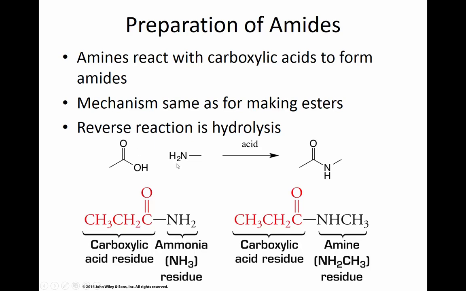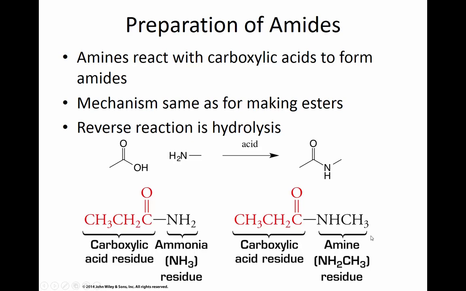And with reactions of amines with acids, we can produce amides. Amines react with carboxylic acids to form amides. The mechanism is the same as for making esters, and the reverse reaction is hydrolysis. Here we have, again, acetic acid and methylamine, which will give us this amide.